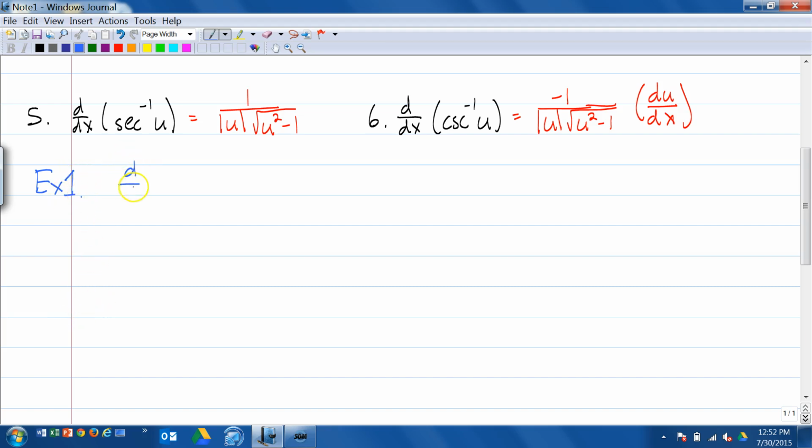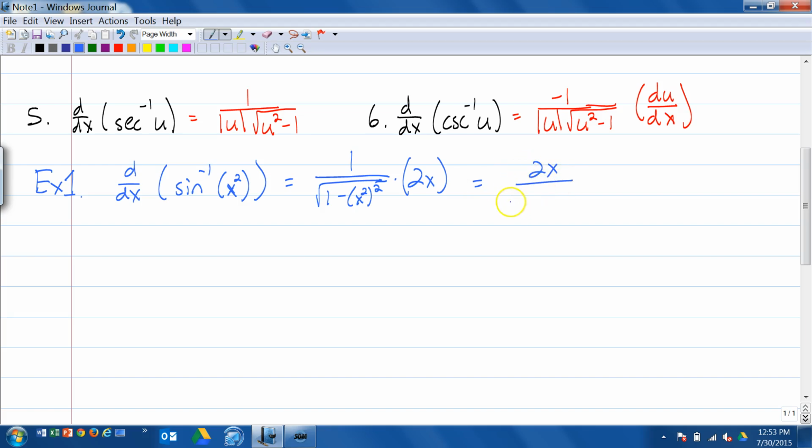I want to know what the derivative is of sine inverse of x squared. Okay, well, since x squared is our u in this equation, wherever we saw a u in the formula, we plug in an x squared. So this is the one where it's 1 over the square root of 1 minus u squared. So we're going to do 1 over the square root of 1 minus x squared squared times, don't forget the times, the derivative of u, which is 2x. So our final answer is 2x on top over the square root of 1 minus x to the 4th. And that's the final answer.